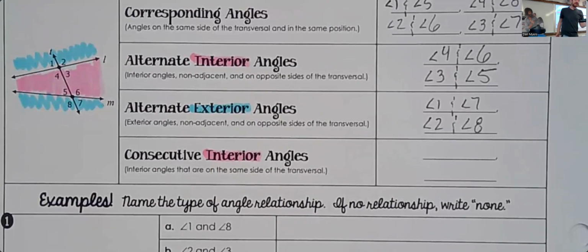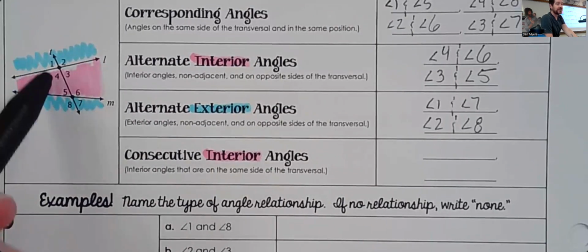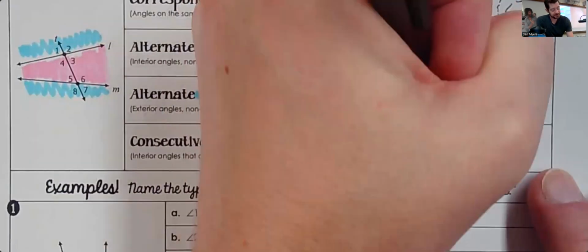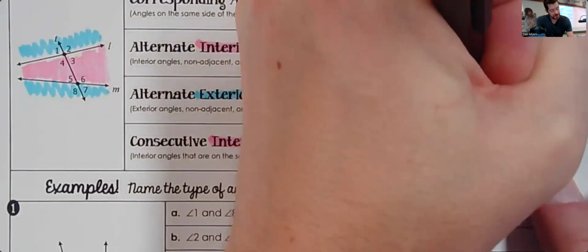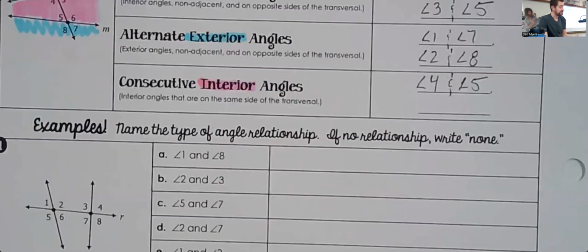Okay. And then the last one we're looking at are consecutive interior angles. And these are also non-adjacent, but they are on the same side of the transversal. For example, 4 and 5. So angle 4 and angle 5, those are not adjacent because they don't share a side, but they are on the same side of the transversal and they're both on the inside. So angle 4 and angle 5. And on the other side, we'd have angle 3 and angle 6.